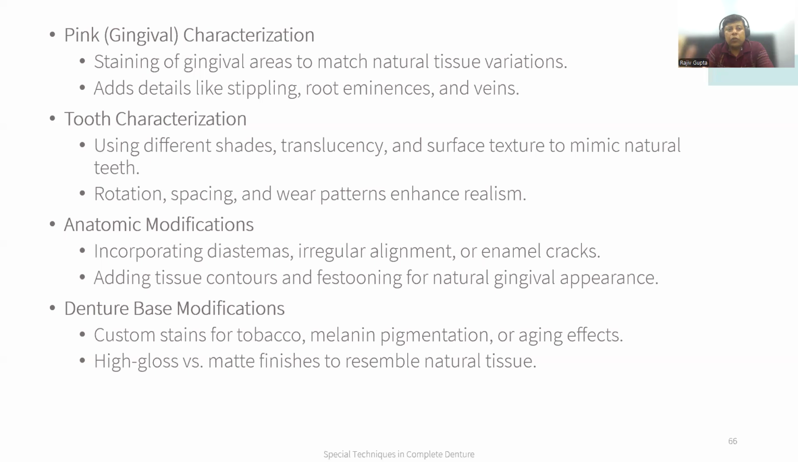So examples, we can go for a pink gingival characterization. We can have some kind of staining in that particular area, or some kind of stippling or root carving, or we can incorporate some veins so that whenever the patient smiles, the soft tissue area which is visible looks as natural as possible.